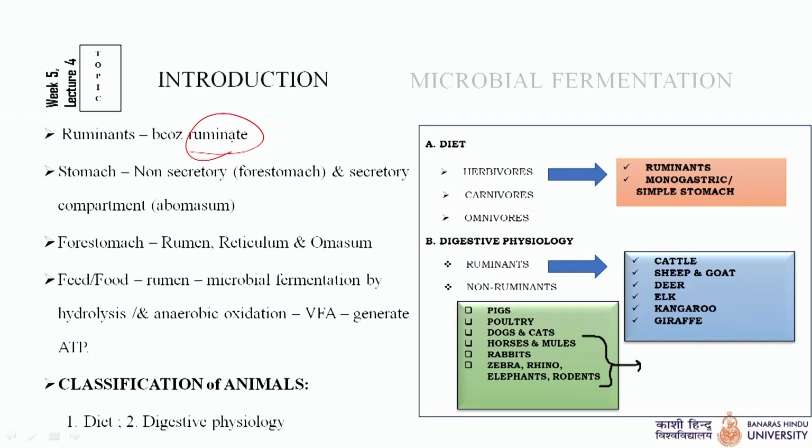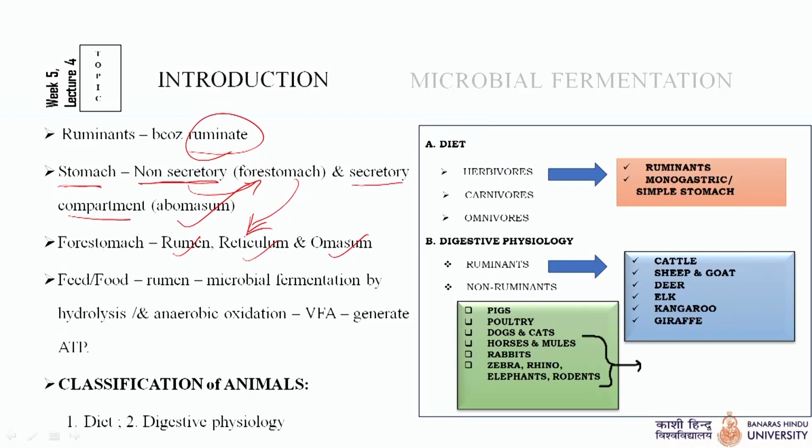The ruminant stomach has two compartments. One compartment is a non-secretory part and the other is a secretory compartment. The non-secretory compartment is called the forestomach, whereas the secretory compartment of ruminants is the abomasum, that is the true stomach in ruminants. The forestomach in ruminants is comprised of the rumen, reticulum and omasum.